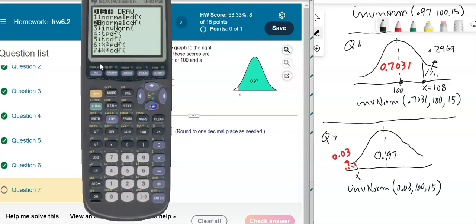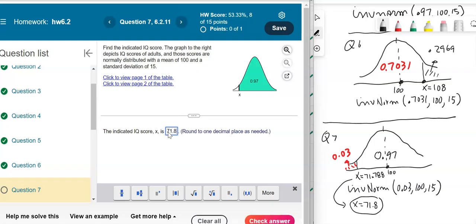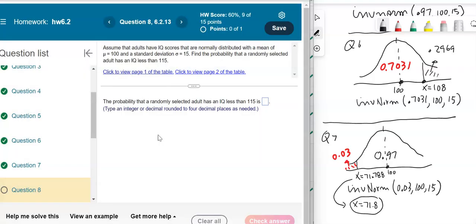If I use this TI-83, second bars, inverse norm, 0.03, 100, 15. So it is actually, well, in the middle is 100, right? So it makes sense. This is 71.788. And then when you round to one decimal, x equals 71.8. Right, that was number 7. Let's get number 8.